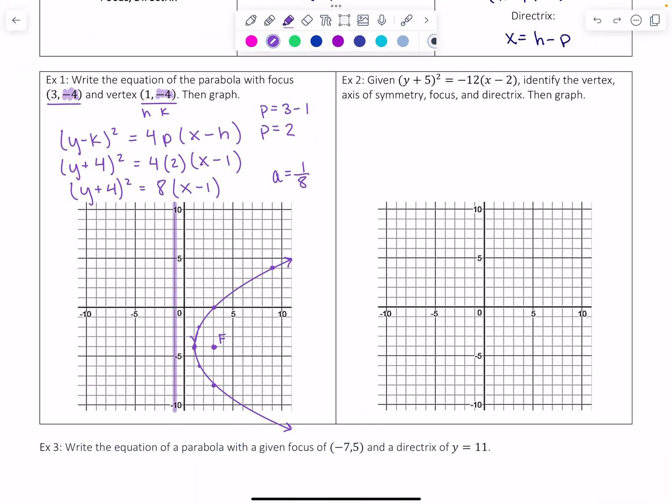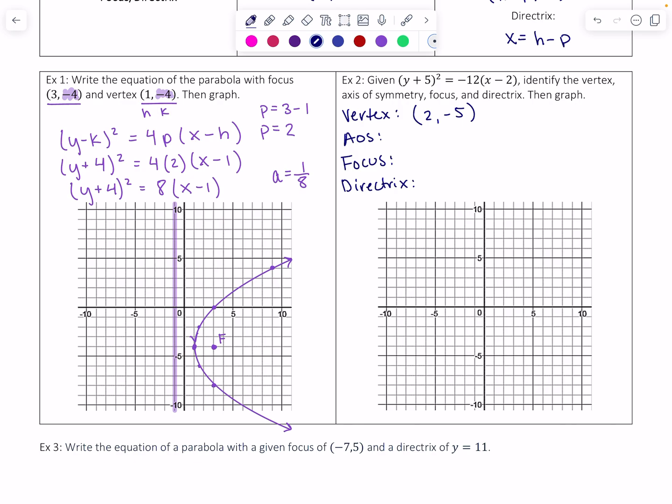Okay, so now with example 2, we are now given the equation and we're identifying the vertex, axis of symmetry, focus, and directrix. So let's go ahead and start writing out these values. So we're looking for our vertex, our axis of symmetry, our focus, and our directrix. All right, well, vertex is easy to pull out. It's simply just the point 2, -5.